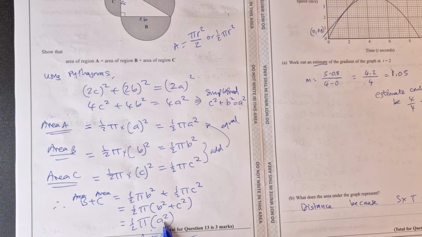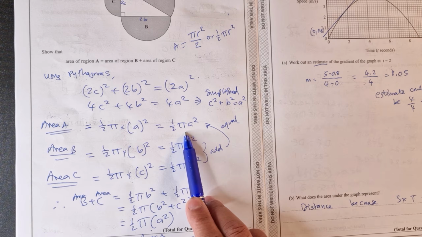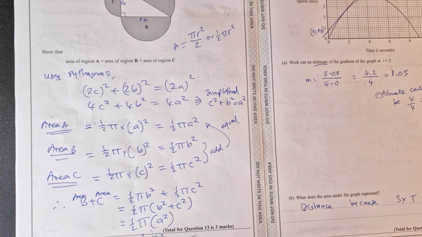And half pi a squared is the area of region A. So the area of A. And there I have proved it. Hopefully that makes sense to you.